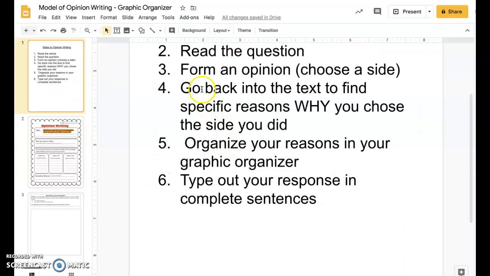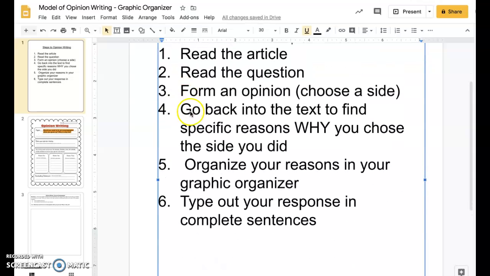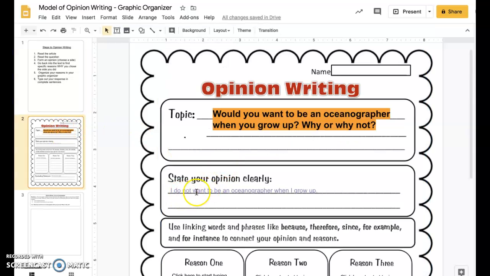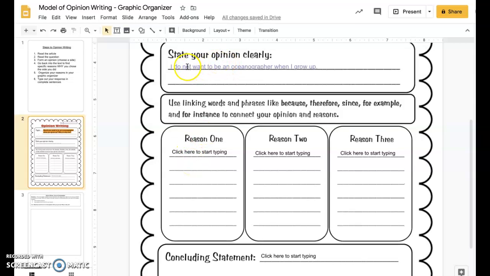So, next step. Number 4, here's where it's the most work for the assignment. Step number 4, go back into the text to find specific reasons why you chose the side you did. So I chose I do not want to be an oceanographer when I grow up. I need to pick at least 3 specific reasons why I do not want to be an oceanographer when I grow up. And they need to come from the text.